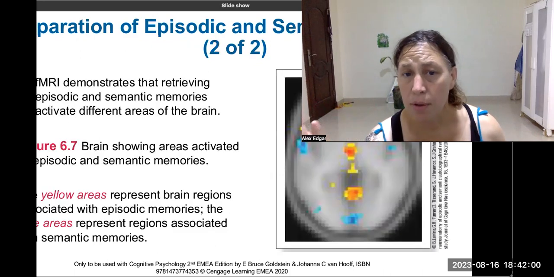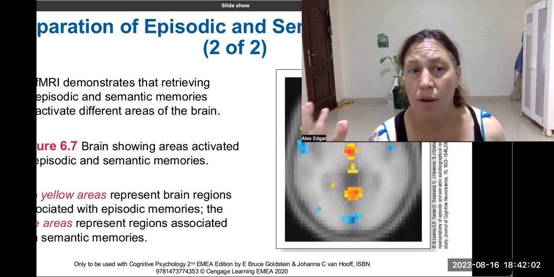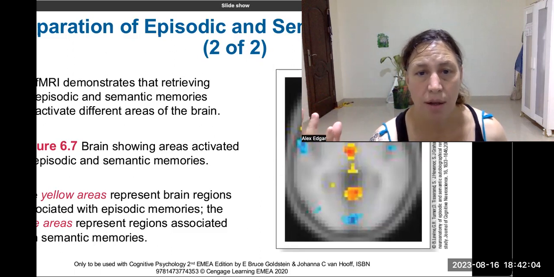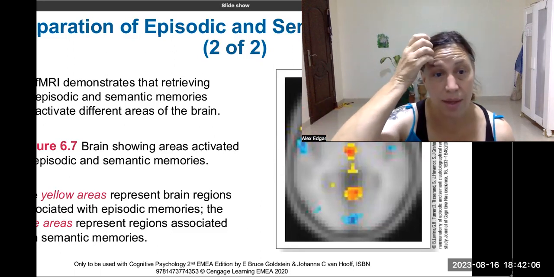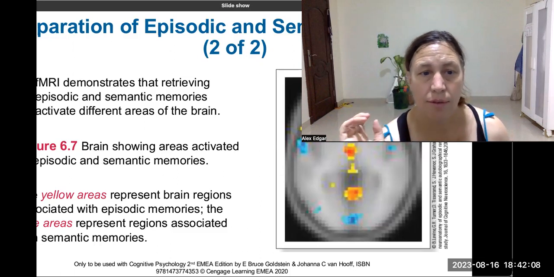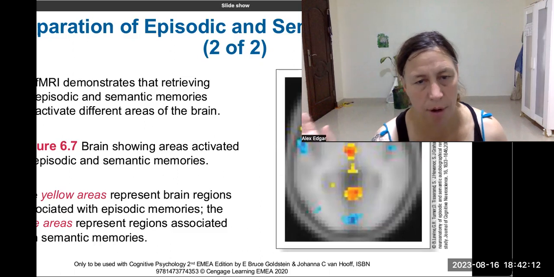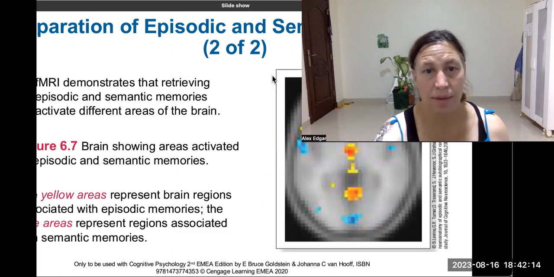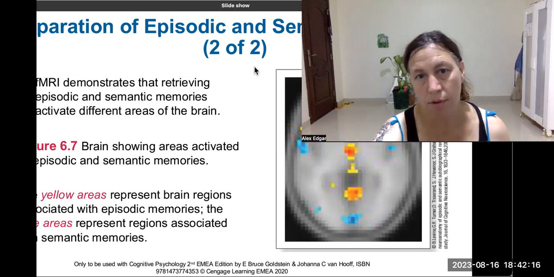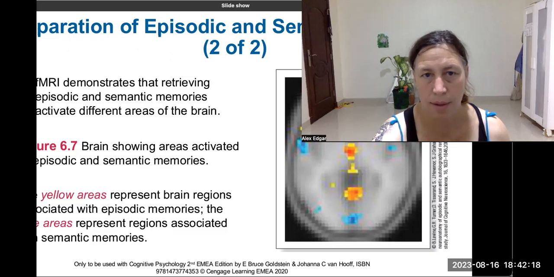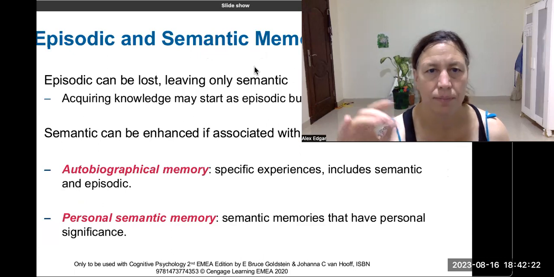Okay, this is because these parts of memory are in very different parts of the brain. Here you can see the yellow is the episodic and the blue are the semantic. So totally different parts of the brain, which is a blessing in a way because then at least you've got some memory, if not other. So it's interesting how patchy the memory can be.